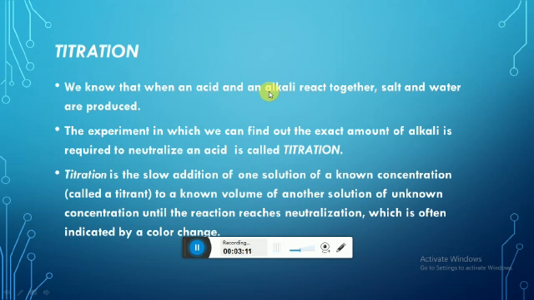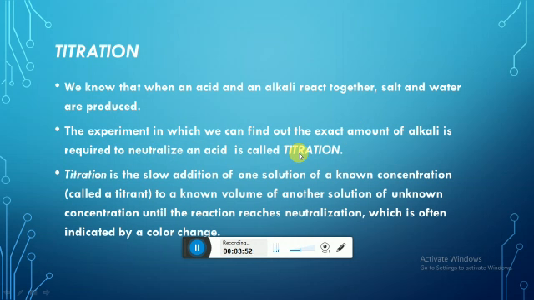So now in this case our aim is to neutralize an acid. To neutralize an acid we need an exact amount of alkali. So titration is the experiment through which we can find out the exact amount of alkali required to add to an acid to neutralize it. That's why the experiment through which we find the exact amount of alkali required to neutralize an acid is called titration.